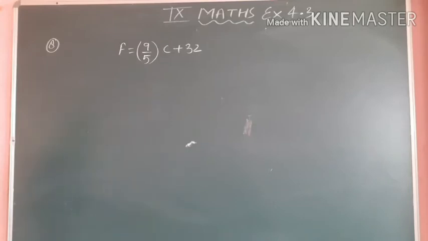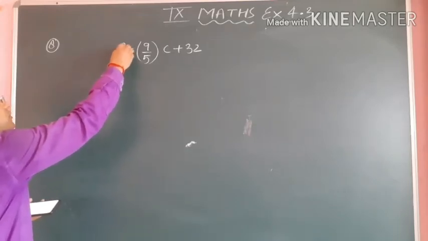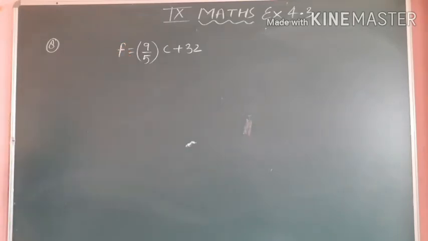Here a temperature rule is given. Fahrenheit is equal to 9/5 into centigrade plus 32. This is used in USA. So this Fahrenheit and Celsius relation gives you how you convert a temperature from Fahrenheit to Celsius and Celsius to Fahrenheit.